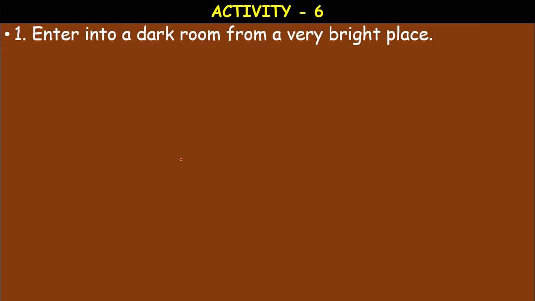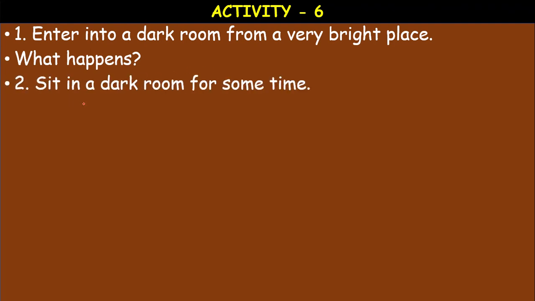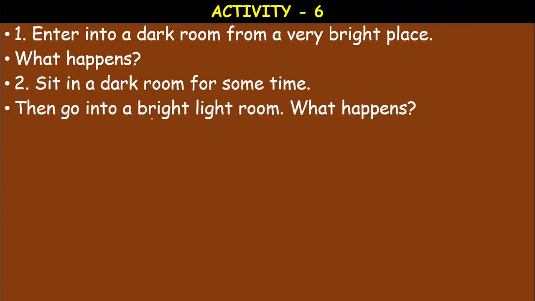Next, another activity. From a very bright place, enter into a dark room. What happens? Visual disturbance and blurriness occur. Sit in a dark room for some time. Now go into a bright room.